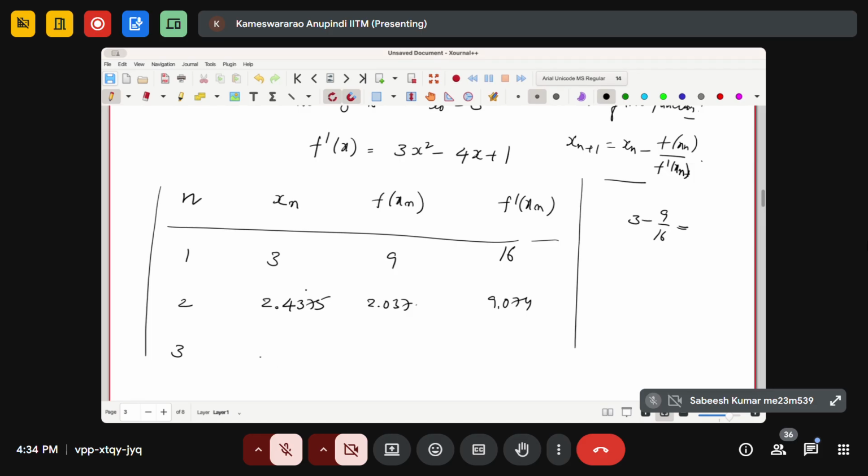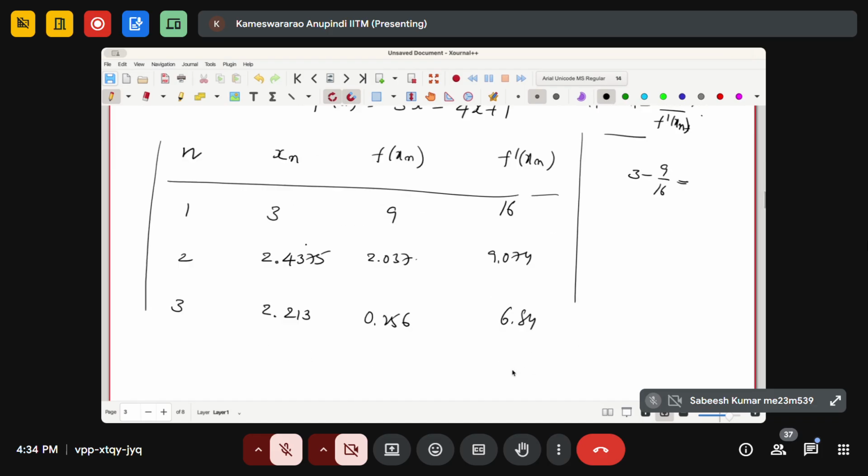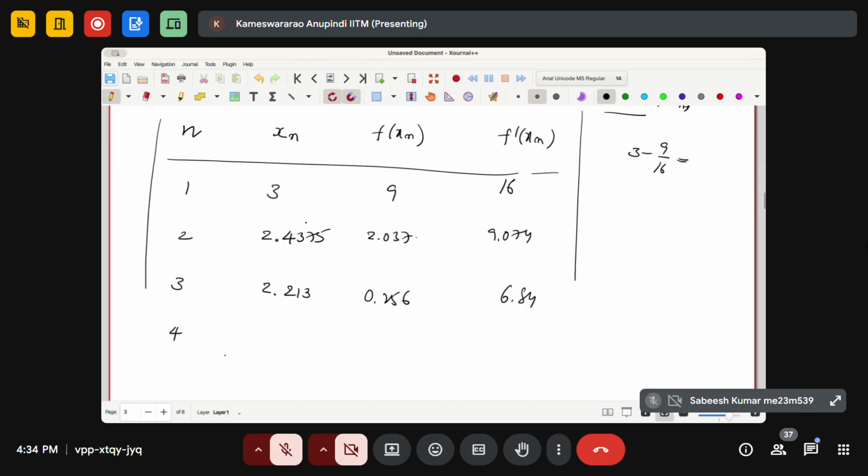That will come out to be approximately 2.213. And if I calculate for 2.213, that's going to be 0.256 for f(xn). F prime xn will come out to be 6.84. Then I can calculate the next xn plus 1. That will come out to be 2.176. And I put in 2.176.